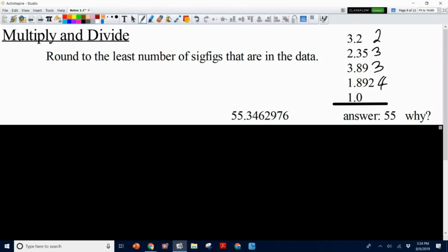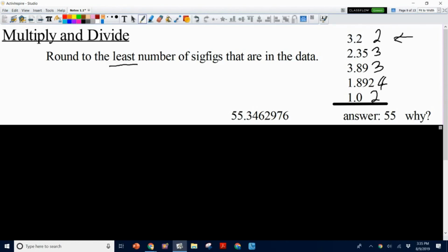Now, this is the only number that contains a 0. Okay, so the rule: the 0 is at the end of the number, so it's a trailing 0. Is it significant? Do you see a decimal? Yes, there is a decimal there. Therefore, that trailing 0 is counted as a significant digit. So this one has 2 significant digits. So we're going to look at all those, and we're going to find the least number that's given in the data. Well, that is 2.